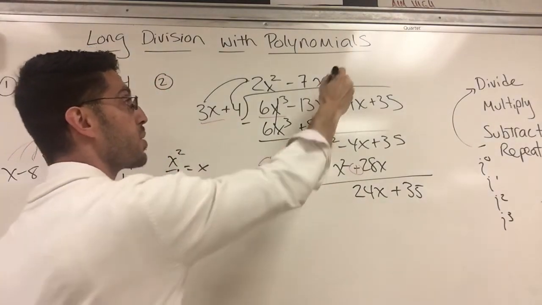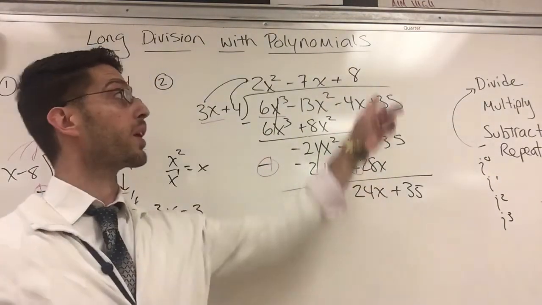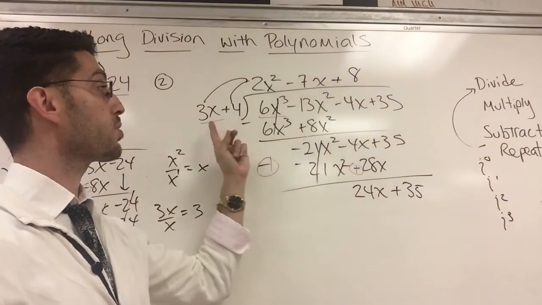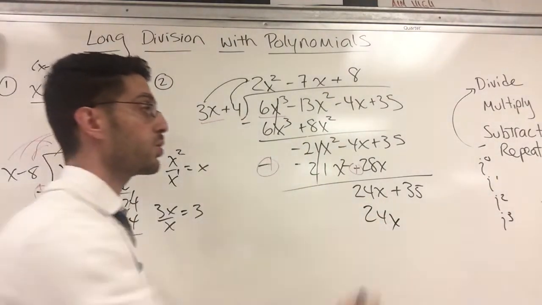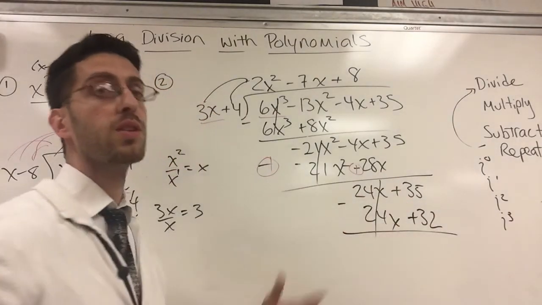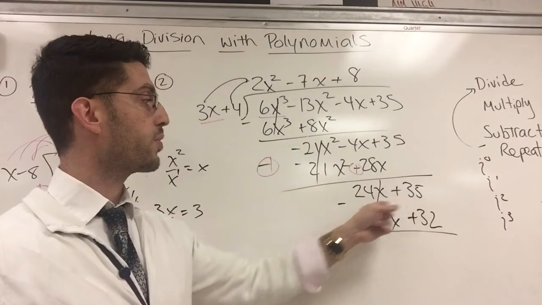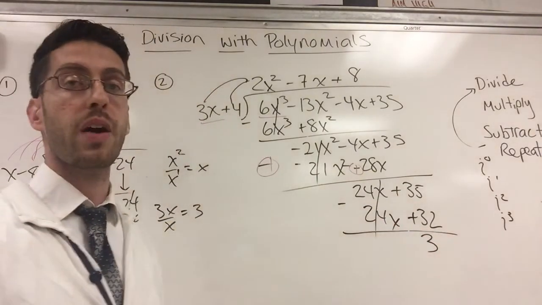24 divided by 3 is positive 8. x divided by x will cancel, so no more x term here. 8 times 3x is 24x. 8 times 4 is 32. And last time I'm going to subtract, that'll cancel. Better, or I made a mistake. 35 minus 32 is 3. And there's my remainder. Now I have a remainder.